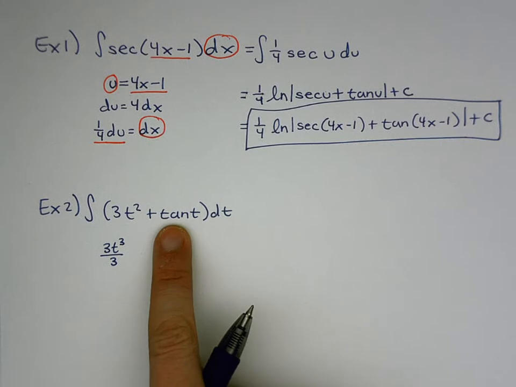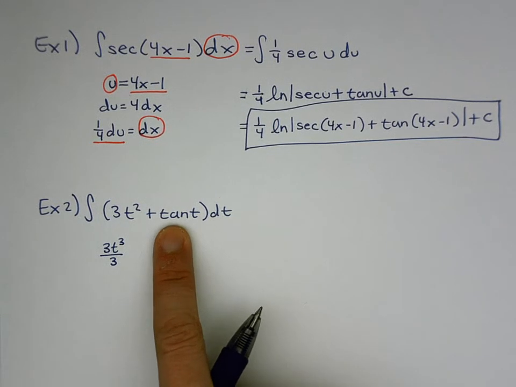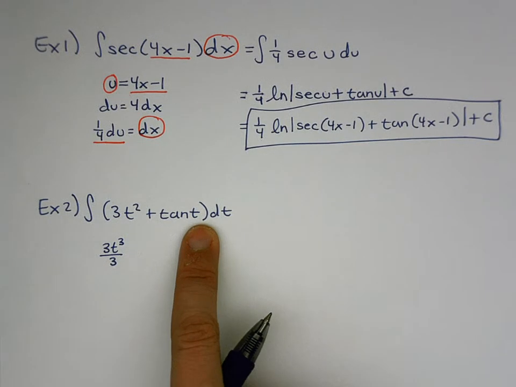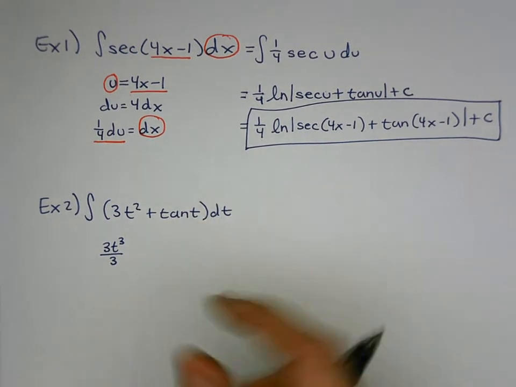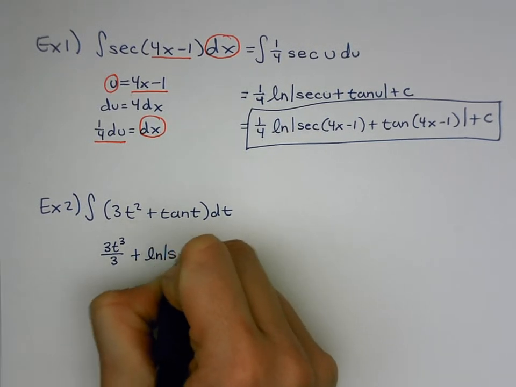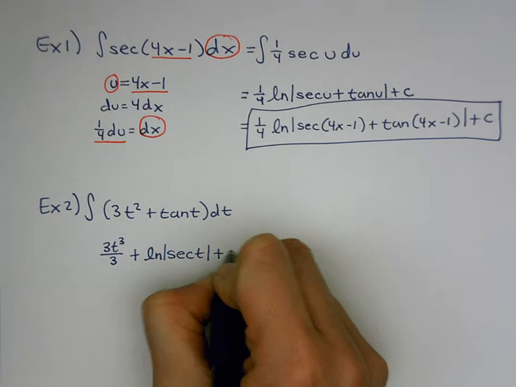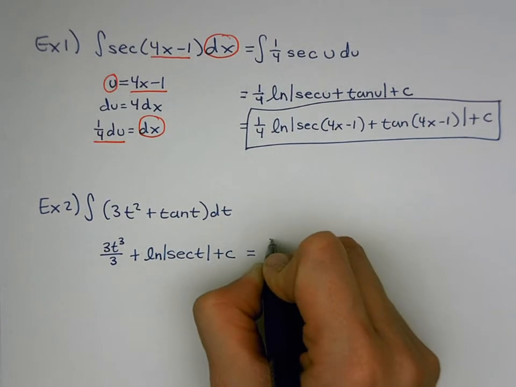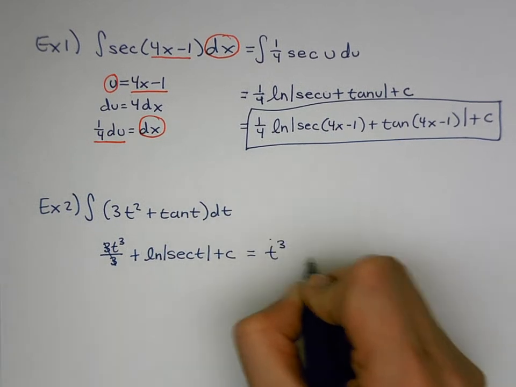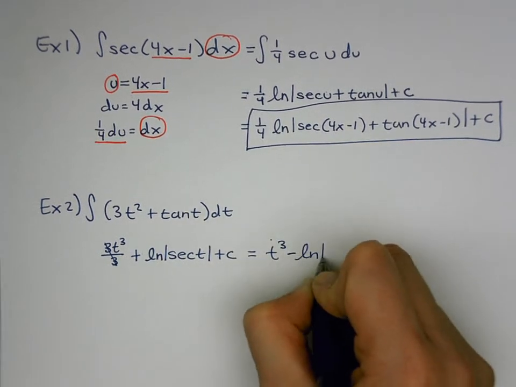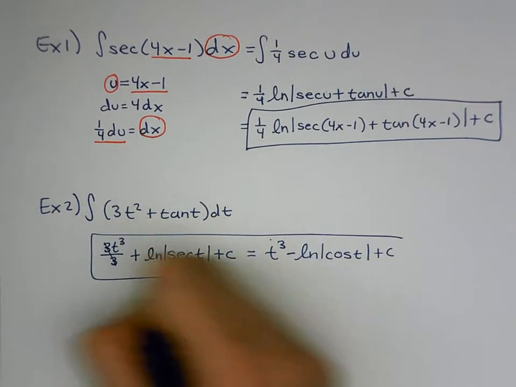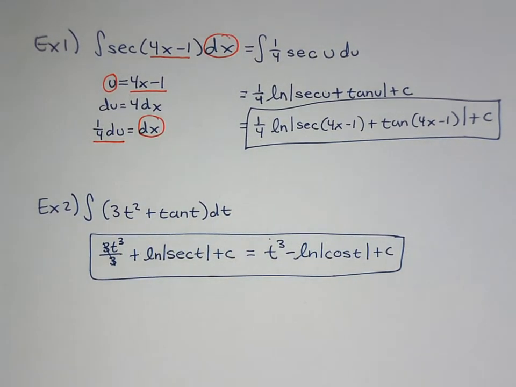Tangent t, that's an integral rule that I now know, and I do need to have that memorized. Because it's a singular variable, I am allowed to just apply the integral rule, and so the integral of tangent is either the natural log of secant, or, and I'm going to simplify those 3's here, potentially speaking t cubed minus the natural log of cosine. And so you'd be looking for one of those two answers.